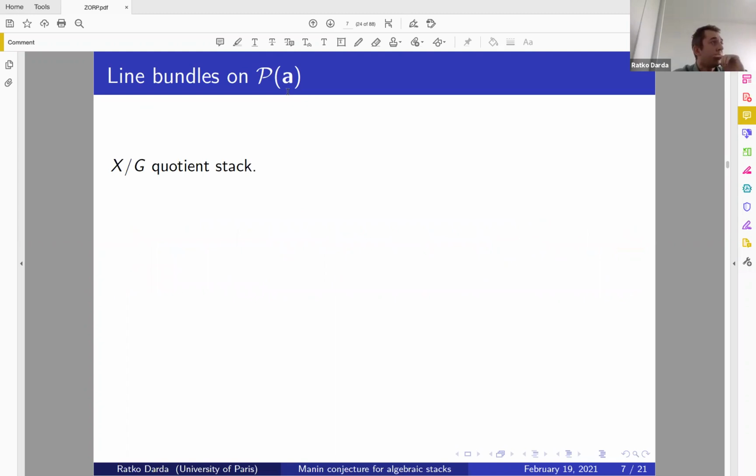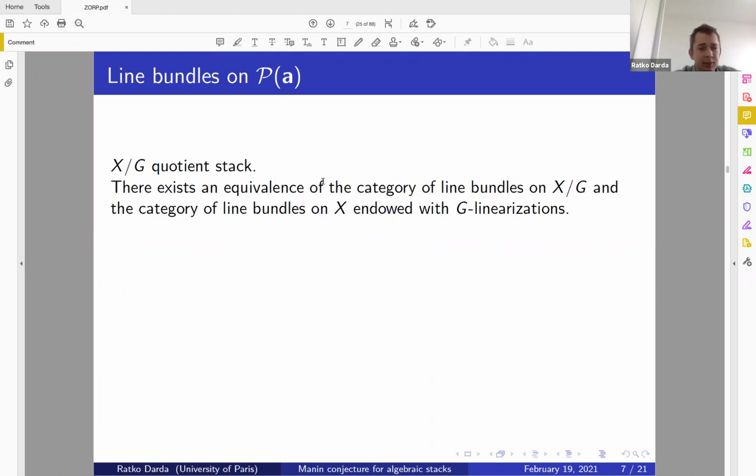Let us understand the line bundles on this stack. We recall that if we have a quotient stack X over G, a line bundle on X over G is the same data as to give a line bundle on X together with the G-linearization. Recall the G-linearization is just an extension of the action of G on X to the total space of L. And in this, the sections of a line bundle on X over G will correspond to invariant sections on X.